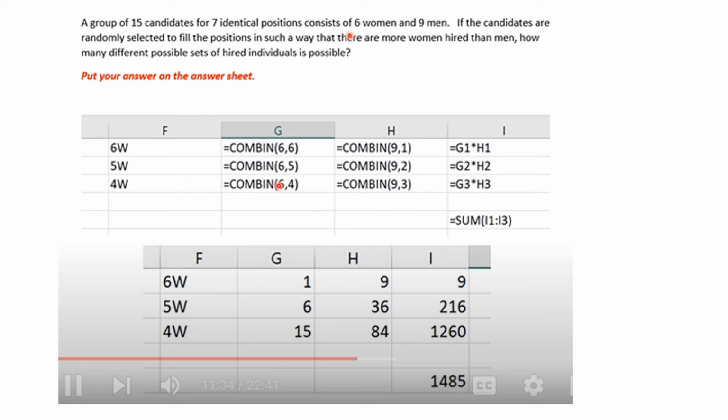If there are 5 women, it would be 6 choose 5, times 9 choose 2. And if there were 6 women, it would be 6 choose 6, times 9 choose 1. And you multiply those things together, and you add them, and you get 1485.